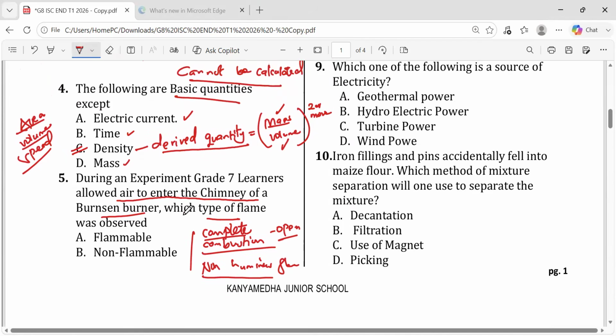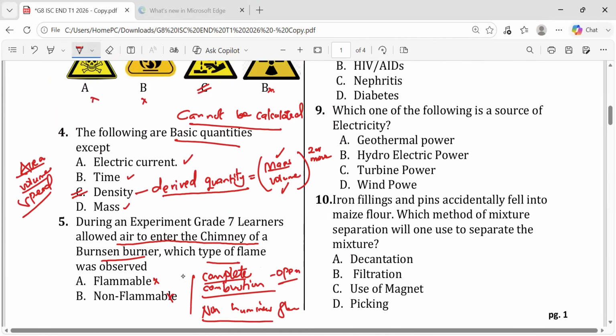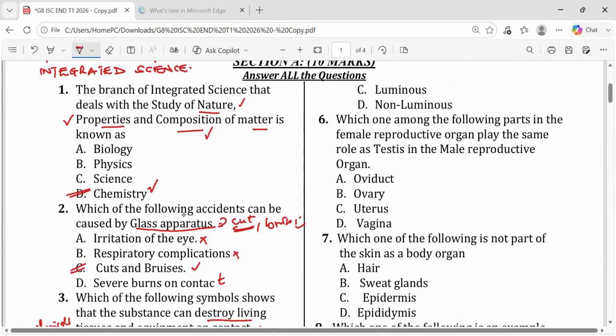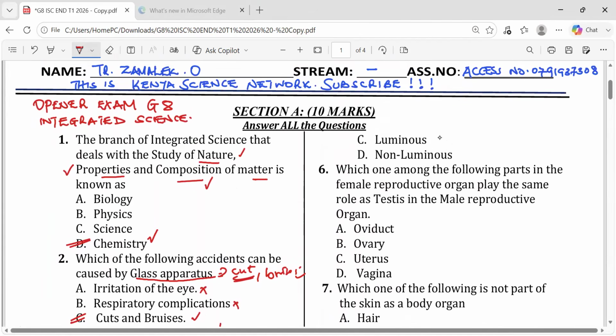So flammable, no, that is not the type of flame. Non-flammable, no. Let's look at the other answers. Luminous flame, no. For a luminous flame, the air hole is closed, so there is no air permitted to enter. Here, the air hole is open and air is allowed to enter. Therefore, our right answer is non-luminous flame.